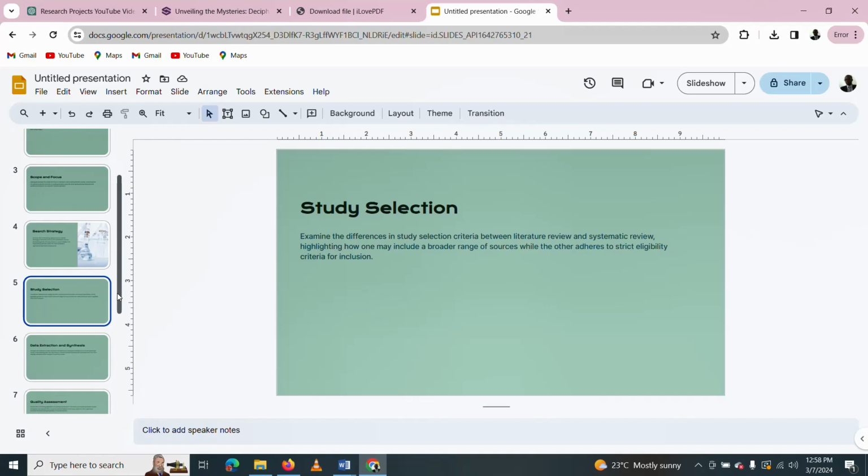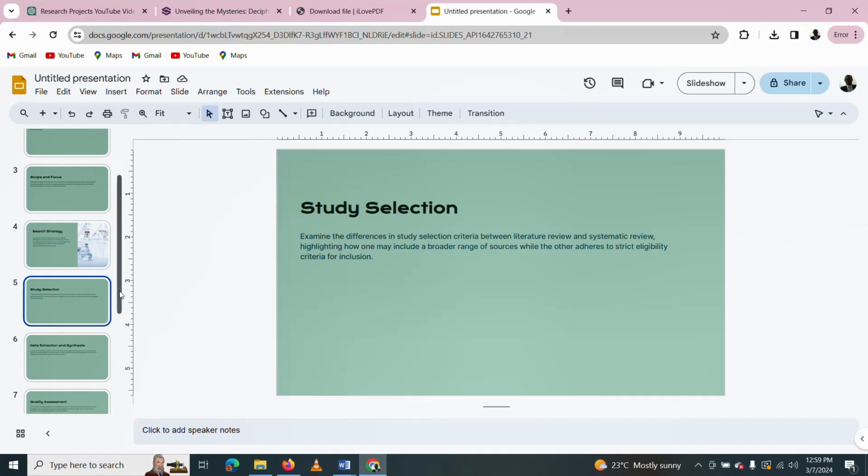While a literature review may include a broad range of sources based on relevance and significance to the topic, a systematic review applies strict eligibility criteria to select studies that meet predefined criteria such as study design, population, intervention, and outcome measures. That is on the study selection.